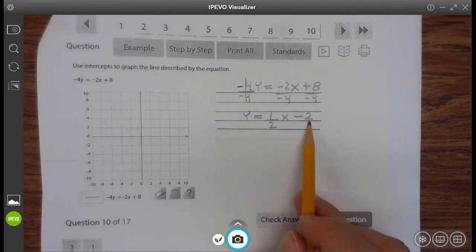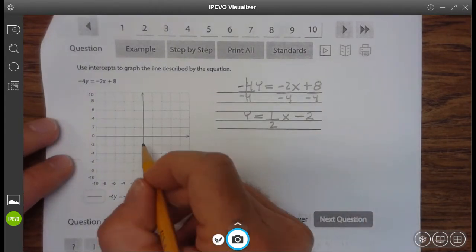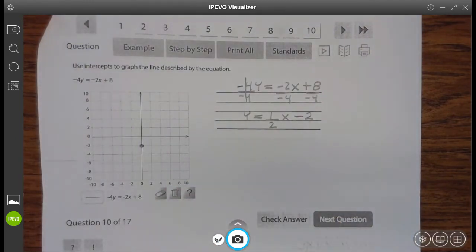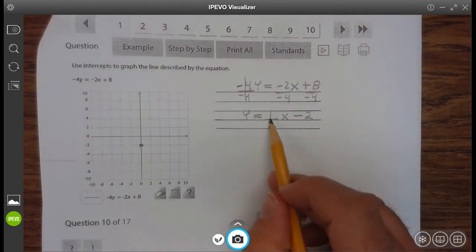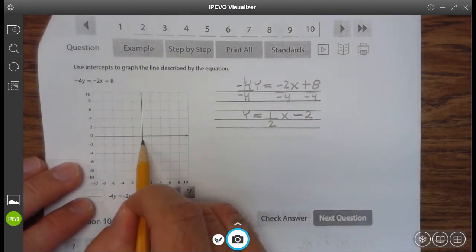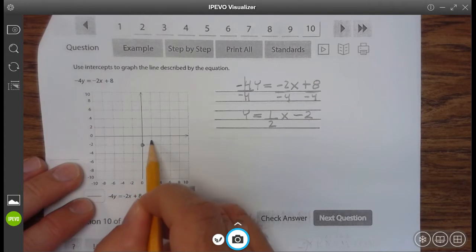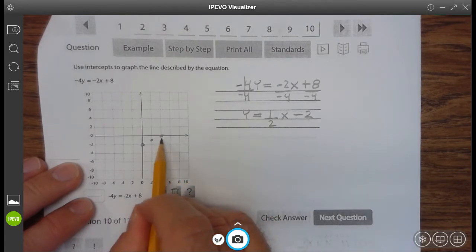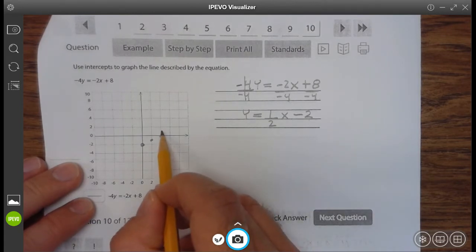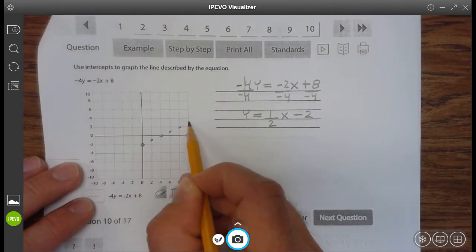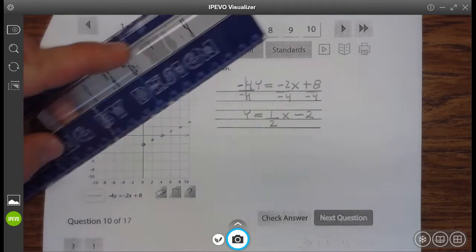Now, our y-intercept is negative 2. So we have a y-intercept at 0, negative 2. And the slope tells us we go up 1 to the right 2. Now they're counting by 2, so this would be up 1 to the right 2. And then we go up 1 to the right 2. There's our x-intercept. And then up 1 to the right 2, up 1 to the right 2, and then we draw a line.